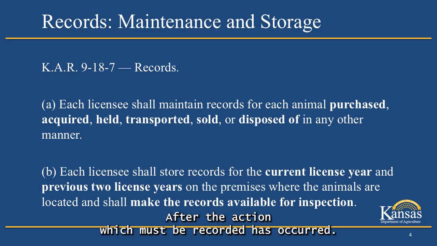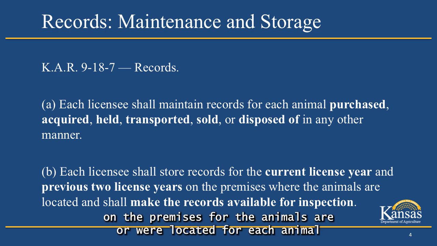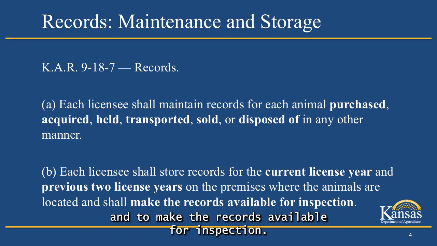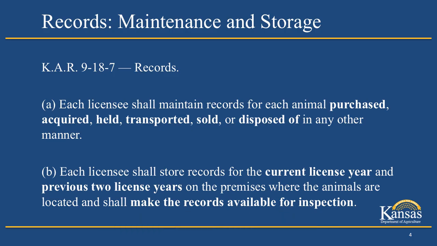After the action, which must be recorded, has occurred, KAR 9.18.7b requires a licensee to store each record on the premises where the animals are or were located for each animal for the remainder of the current license year and 2 license years after that, and to make the records available for inspection. These records can be in paper or electronic format. They just have to be printable and readily available upon request.